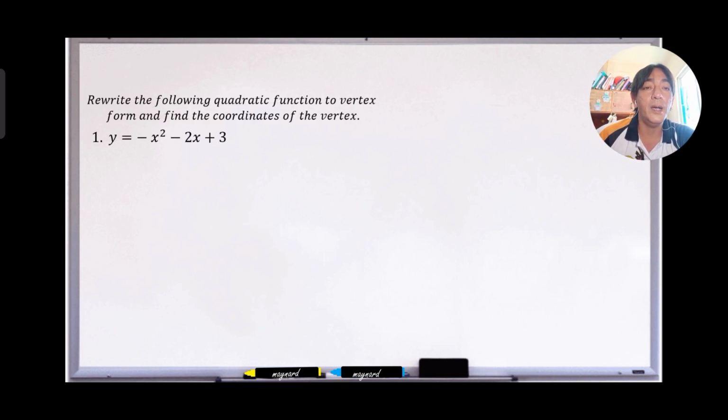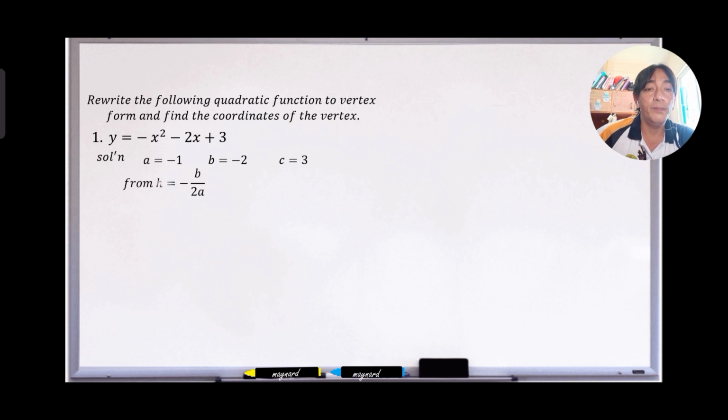Okay, so rewrite the following quadratic function to vertex form and find the coordinates of the vertex. Okay, so number 1, given natin dito is y equals negative x squared minus 2x plus 3. So, ito ay naka-general form. Kung tatanungin nyo ako kung ano yung y-intercept dyan, since ang c natin is 3, yun ang y-intercept. Okay, so, convert daw natin yan to vertex form. So, solution, ang value ng a natin is negative 1. Makikita yan dun sa quadratic term. And then, yung b natin is negative 2 na makikita naman dun sa linear term. And then, yung c is 3.